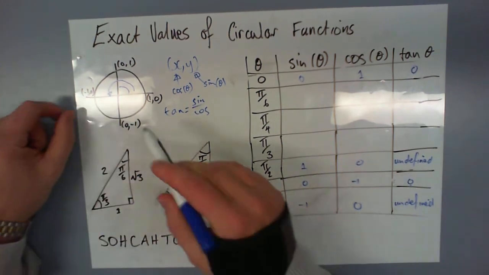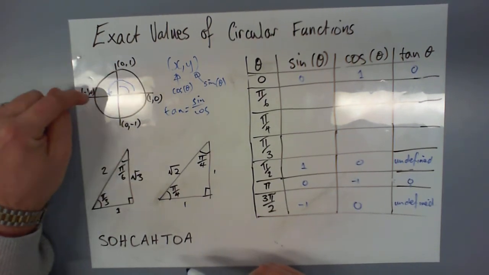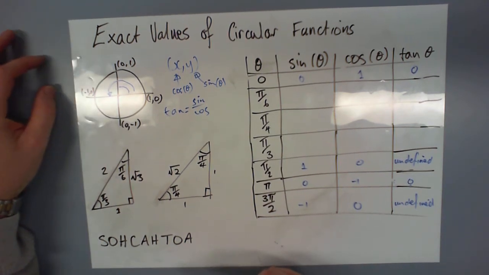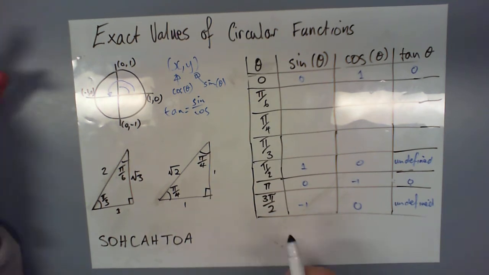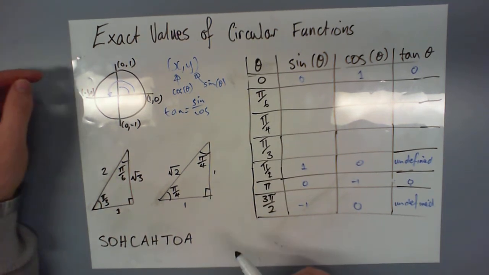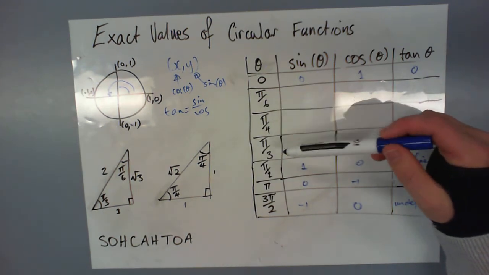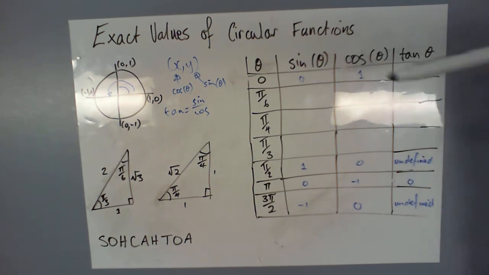But how about in between? We've only gone to these key points, and there are some other angles for which we get exact values. They're nice numbers. By nice, they're still surds, but they're not too difficult to work with. Our first one is pi on 6, then pi on 4 and pi on 3. All of these angles give us nice values for sine, cos and tan.